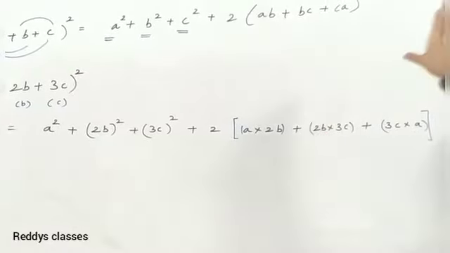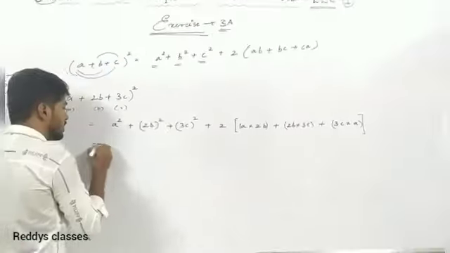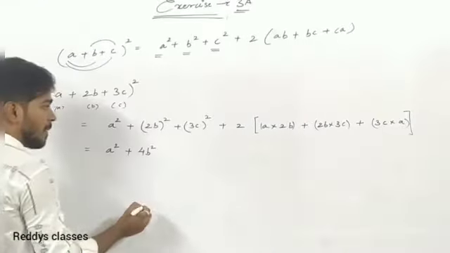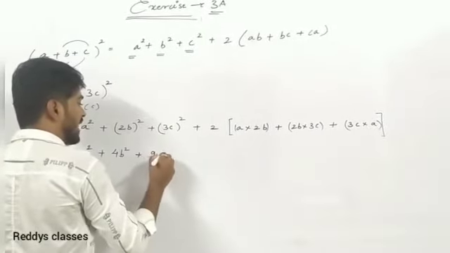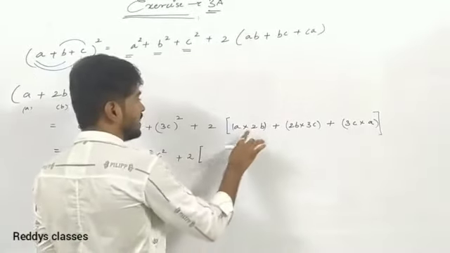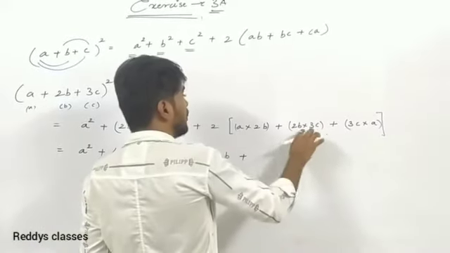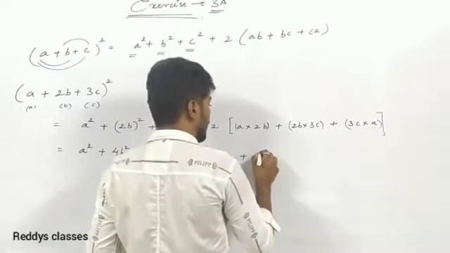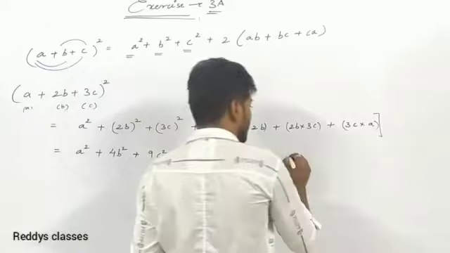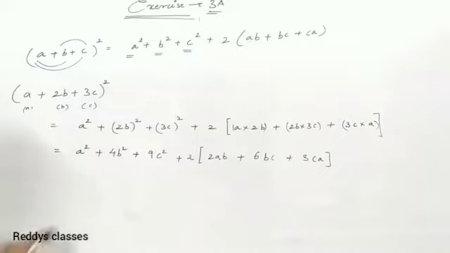Okay, we have the exact formula written over here. Let us start solving. a square is what? a square plus what is the value of 2 square? 4b square, plus 3 square is what? 9c square, plus 2 into this bracket: 2 into ab, 2ab, plus 2b into 3c is 6bc, plus 3ca, bracket closed. Now let us go further.